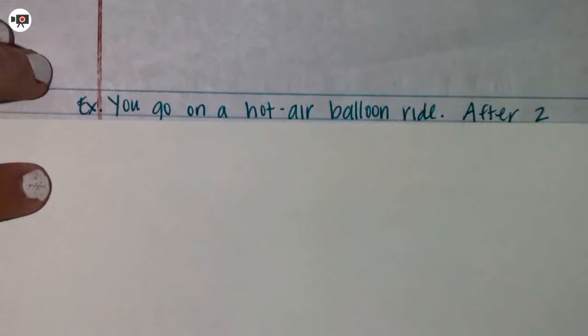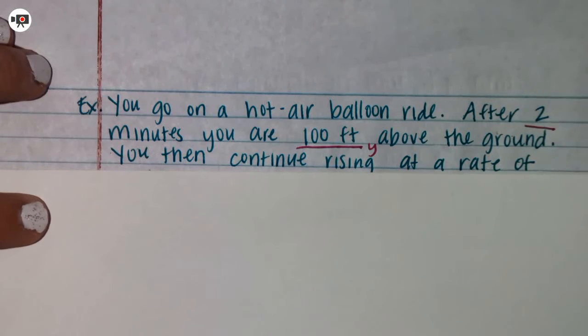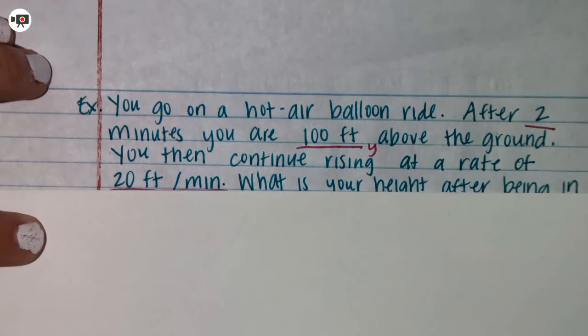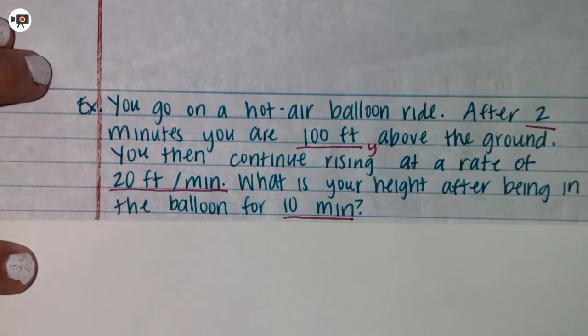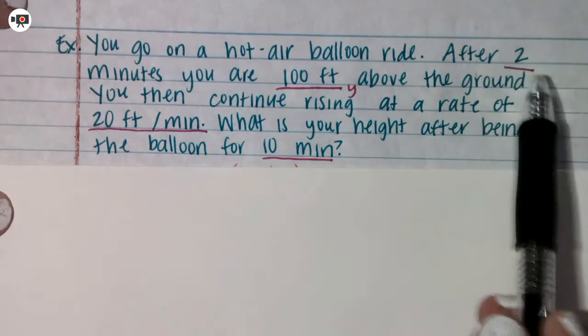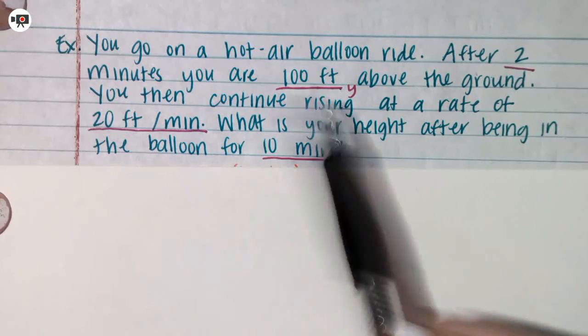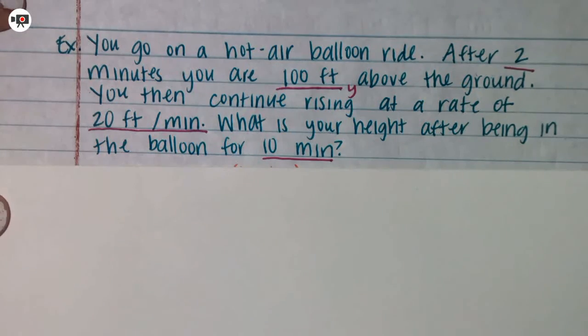Let's do one more example. Let's say you go on a hot air balloon ride. After 2 minutes, you are 100 feet above the ground. You then continue to rise at a rate of 20 feet per minute. What is your height after being in the balloon for 10 minutes? So, we have some important numbers here: 2 minutes, 100 feet, 20 feet per minute, and 10 minutes.